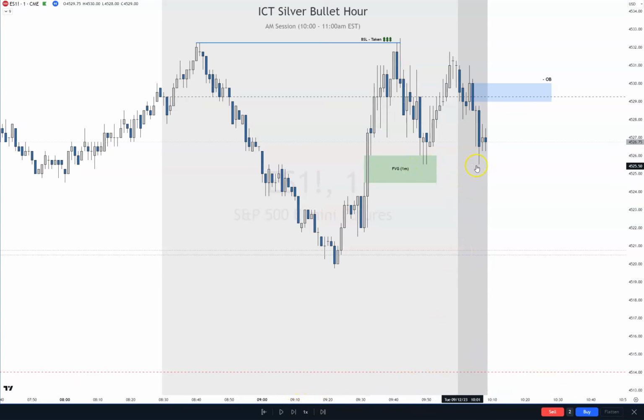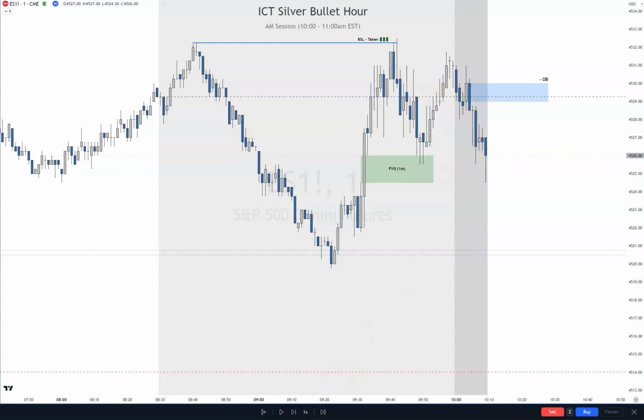Got relatively equal lows here. I'd like to see it break through there. There you go. Then that could be a market structure shift. Don't need a candle close necessarily. We would like to see that ideally, but it's not required for a market structure shift. So there you go. We have break of structure.